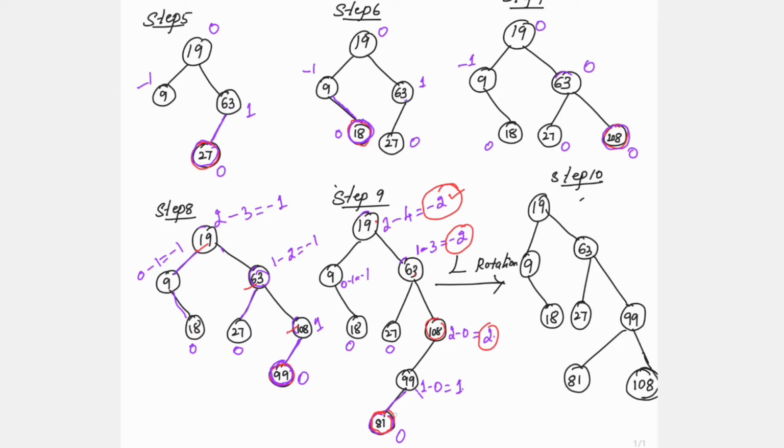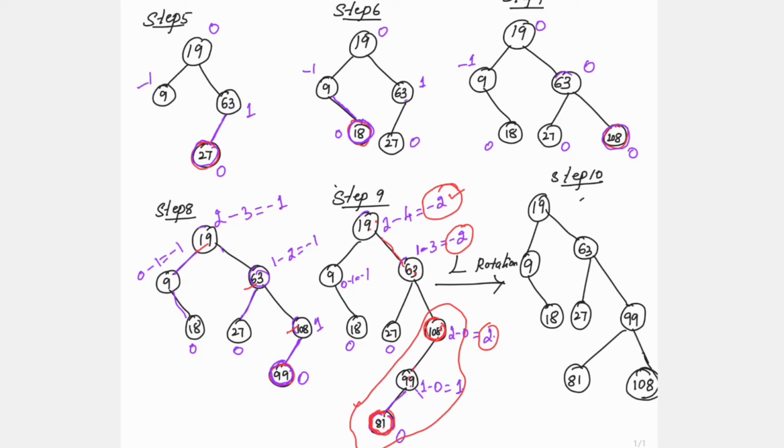So you have to always select, see, rotation you have to perform only on 3 nodes. So which 3 nodes will you select? Actually, if you see in this entire branch, from 19, 63, 108, 99 and 81, out of all these 5 nodes, 19, 63 and 108 are not balanced. Upon adding which node became imbalanced? Upon adding 81, 108 became imbalanced. So you have to select these 3 nodes for rotation.